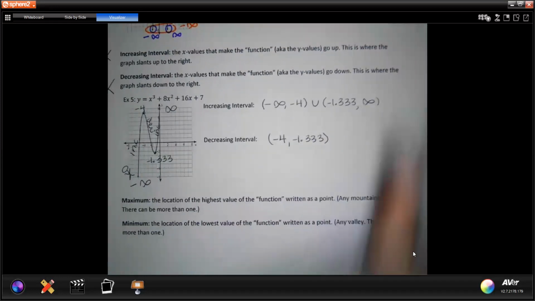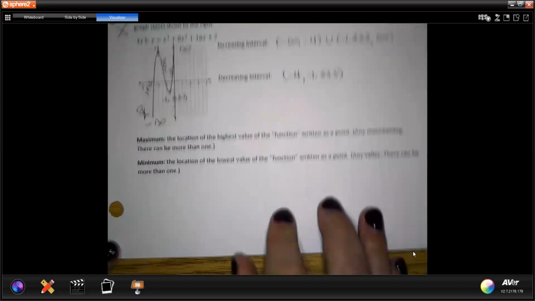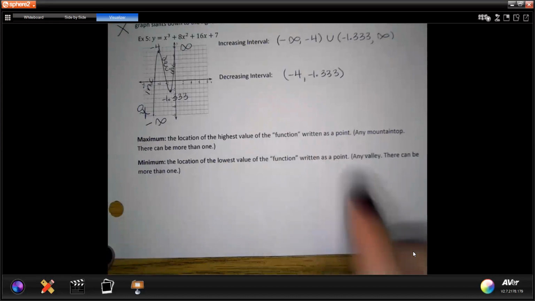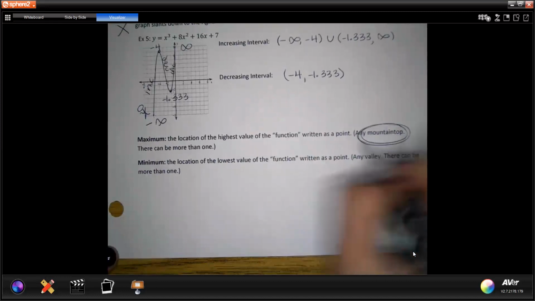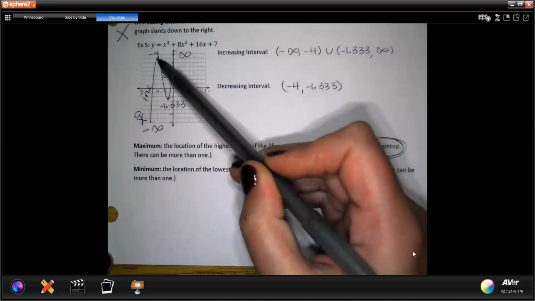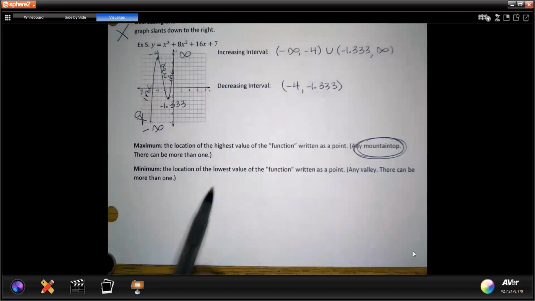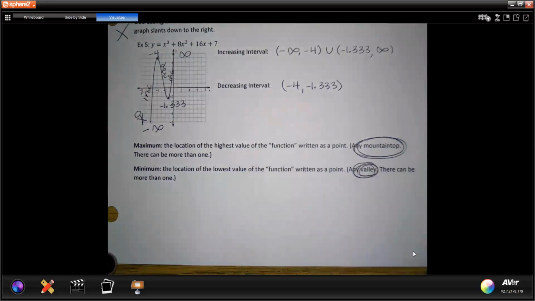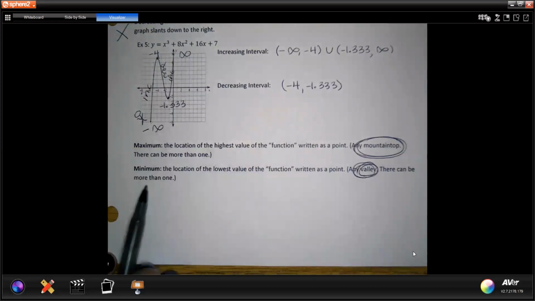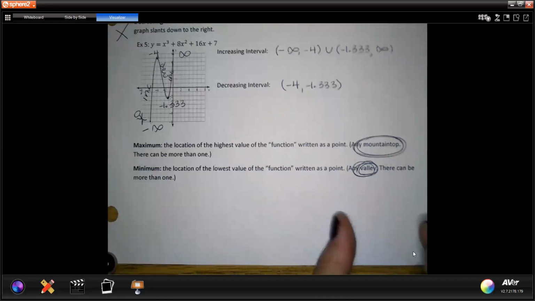All right, next we have a max and a min. The maximum is the location of the highest value of the function, written as a point. For us, we're going to think of this as a mountaintop. So in the previous problem, we had a maximum right here. A minimum is the location of the lowest value of the function, written as a point, and we think of this as a valley. Right down here, this is a valley. There can be more than one. So we could have two maximums, two minimums, or one maximum and no minimums. You have lots of different options, especially in polynomial functions.